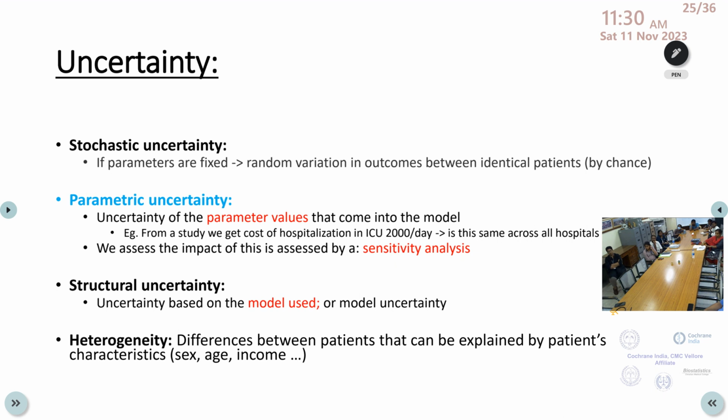Some might be more, some might be less, even between two identical patients in height, weight, gender, everything. So the fact that these things happen by chance is called the stochastic uncertainty.